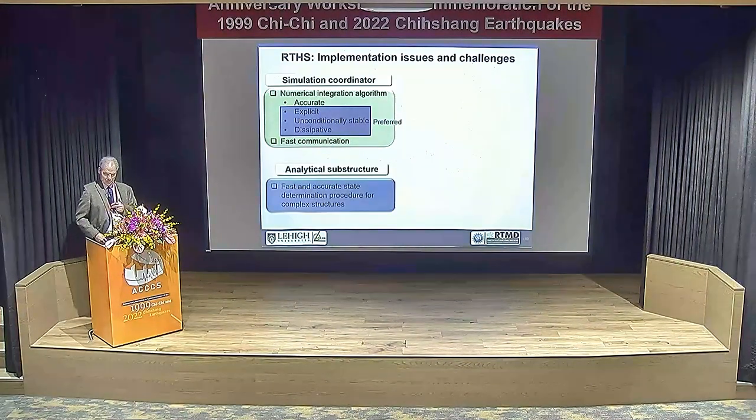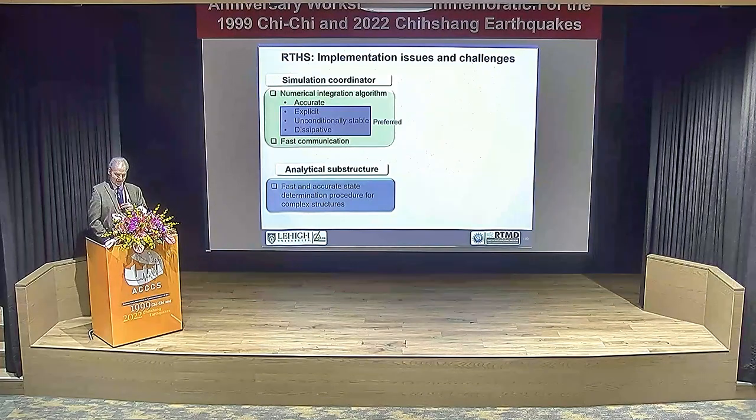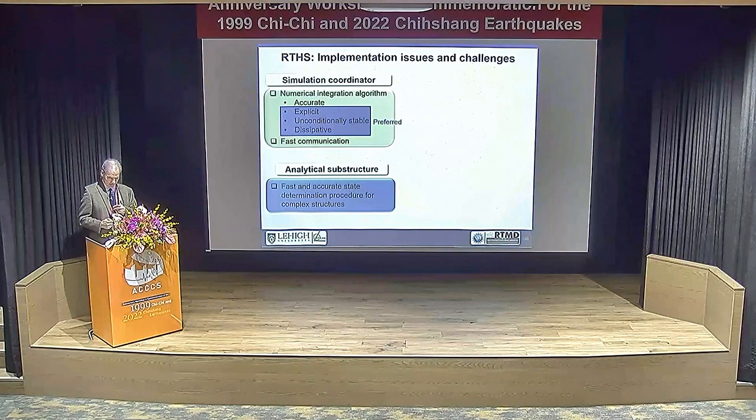So the analytical substructure, the only reason it's defined analytically is because you can do that well. But you need to be able to do that well, and do it fast, right? If you can't do that, then it needs to go into the experimental substructure, but then you may have a problem with size.